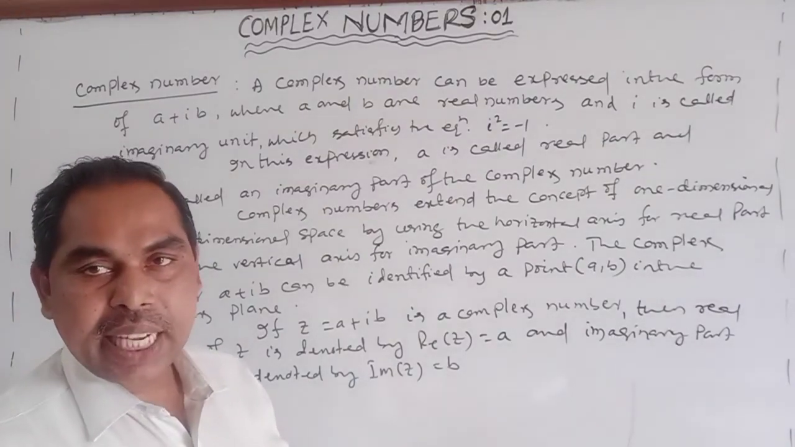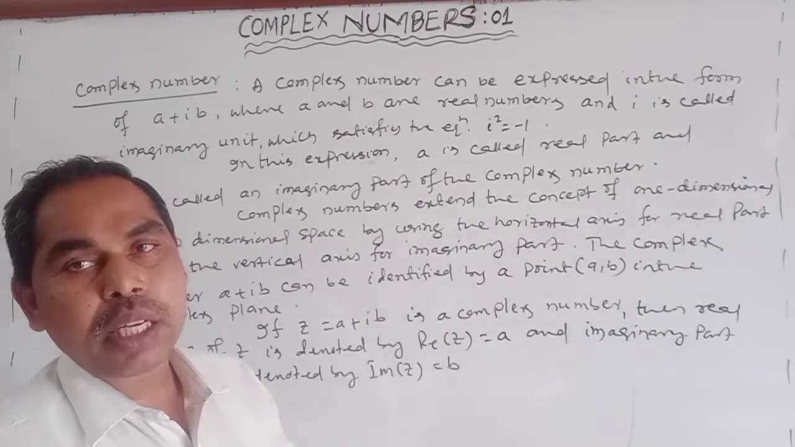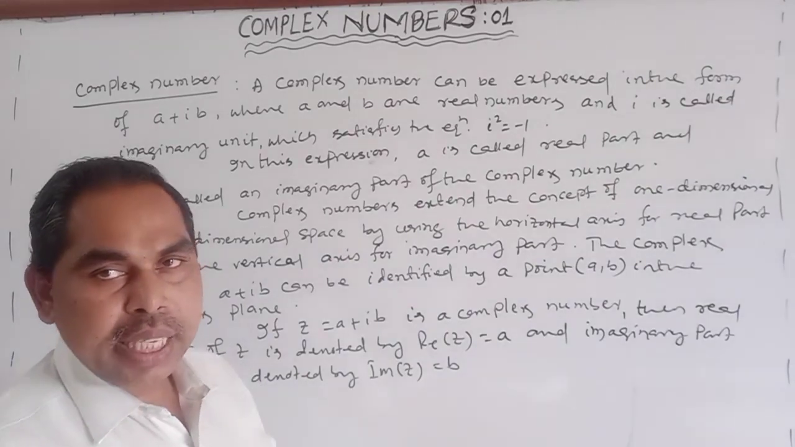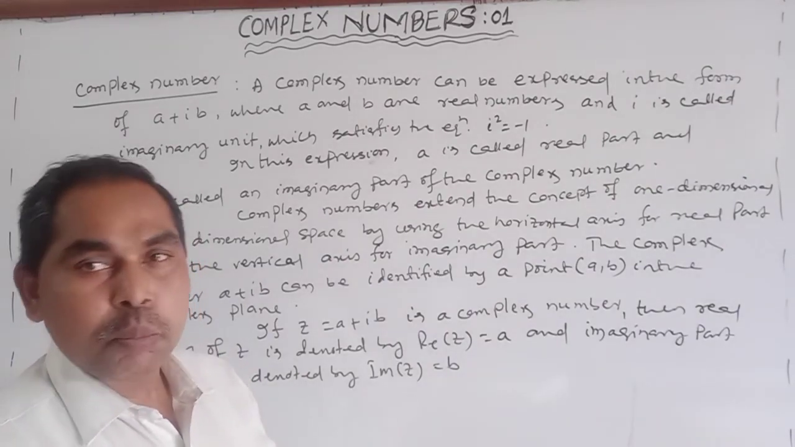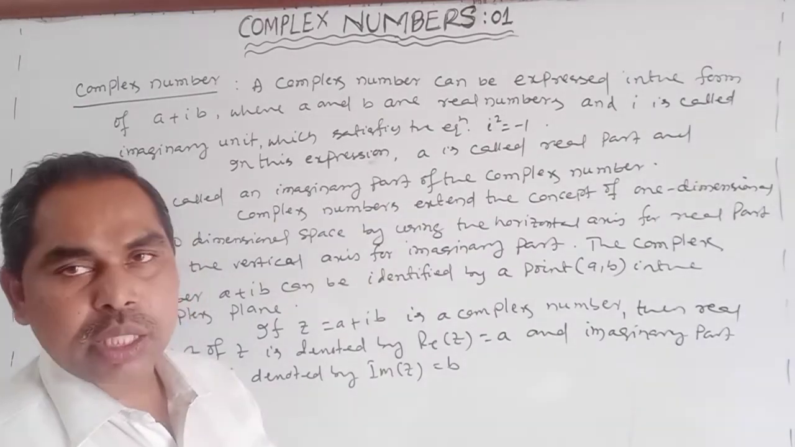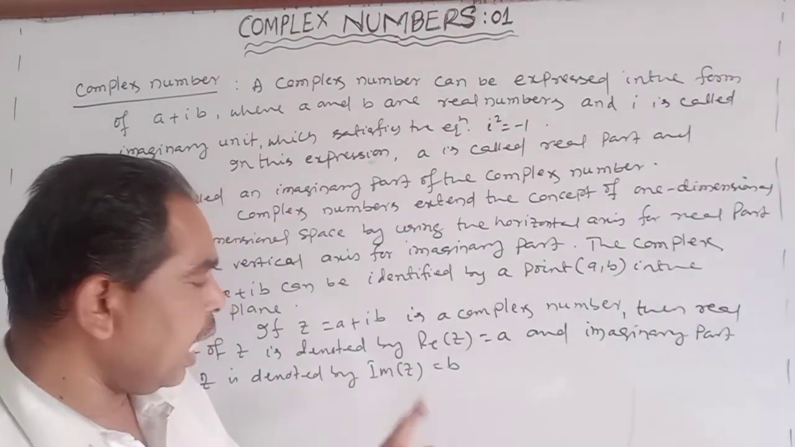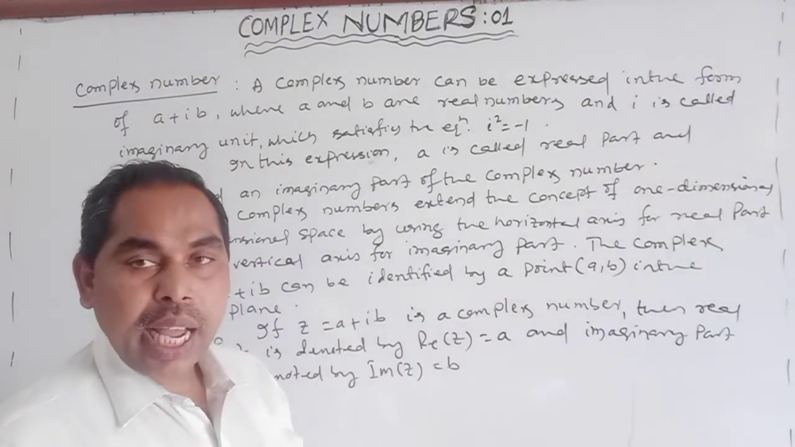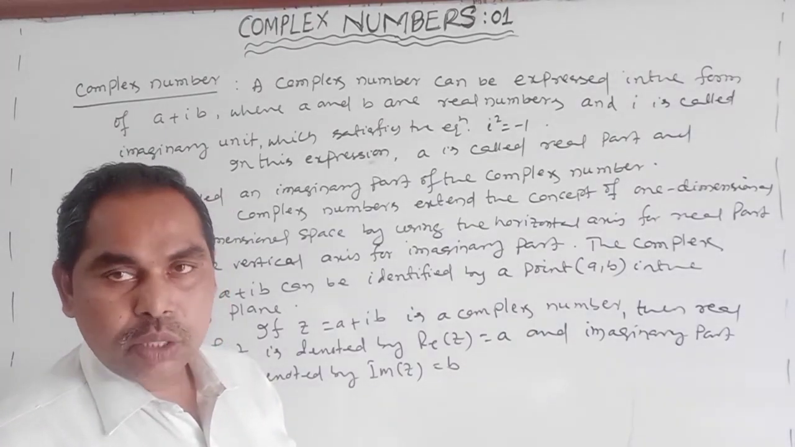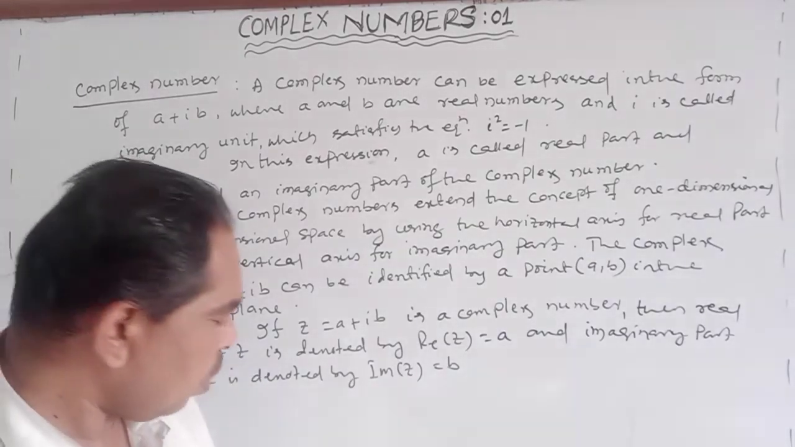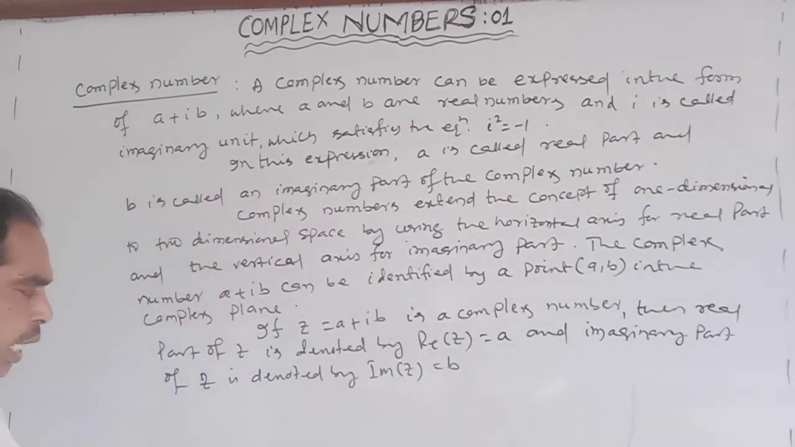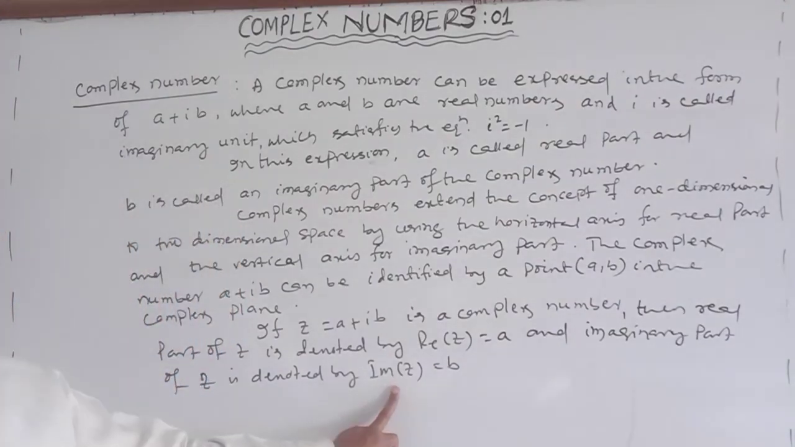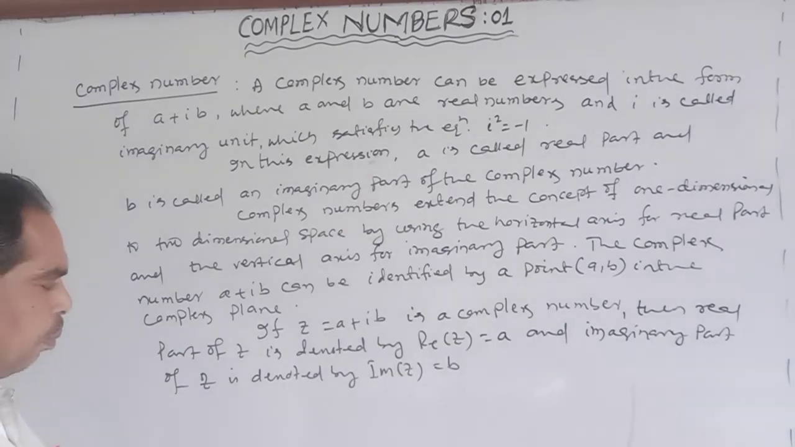In 5 plus 8i, 5 is the real part and 8 is the imaginary part of z. Both a and b are real numbers. Since z contains i, it is called a complex number. Re z means a, Im z means b.